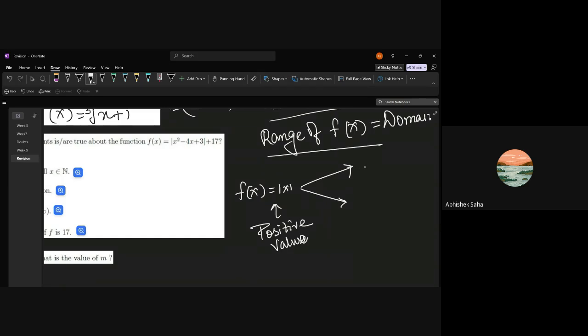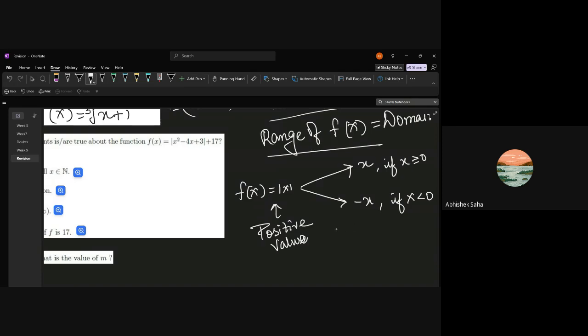So when will it give a positive value? If you are taking any value, this is the definition of the modulus function. If you are taking x greater than or equal to 0, this will give x, or it is minus x if you are taking x less than 0. Okay, this is the definition of the function.